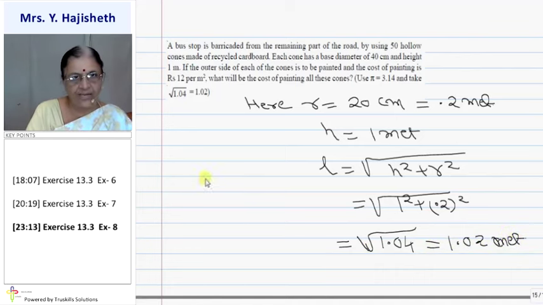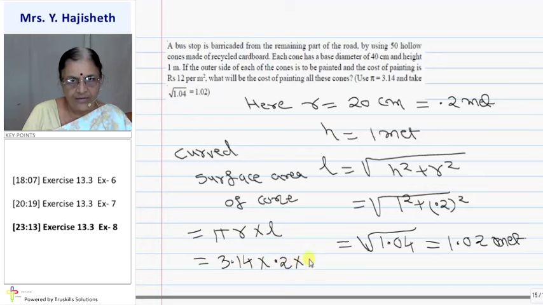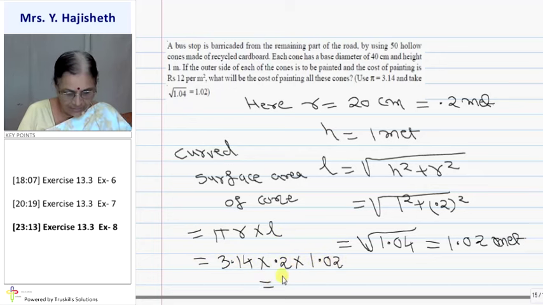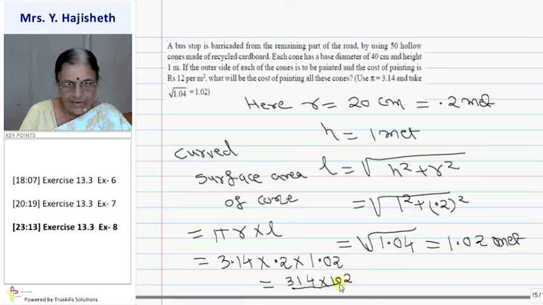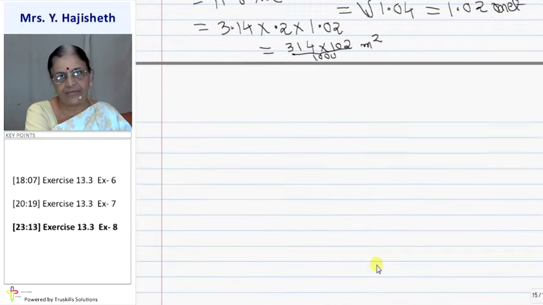Now what is the curved surface area of cone? Curved surface area of cone is pi RL. They said pi should be taken as 3.14, okay? R should be taken as 0.2 and L should be taken as 1.02. So if you calculate, it will come 314 into 102 by 1000 meter square. Clear? This many meter square is the curved surface area.